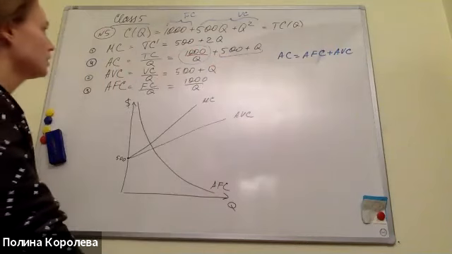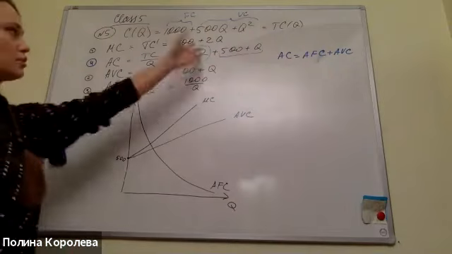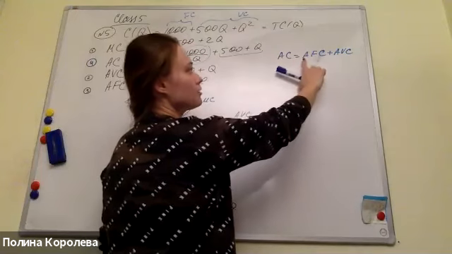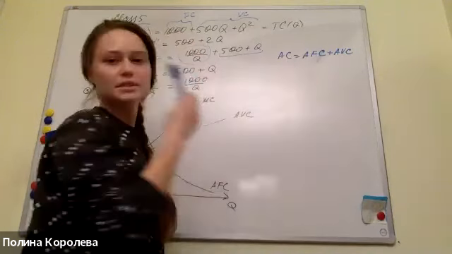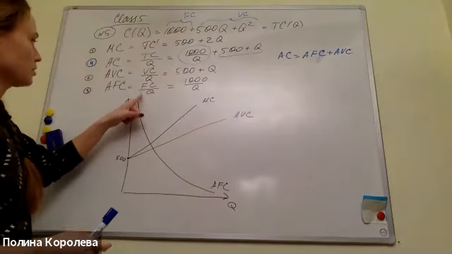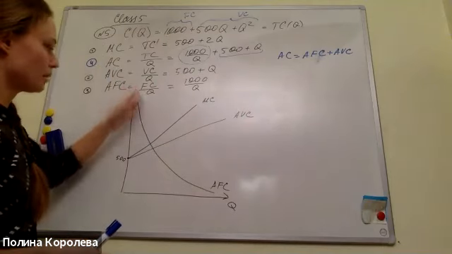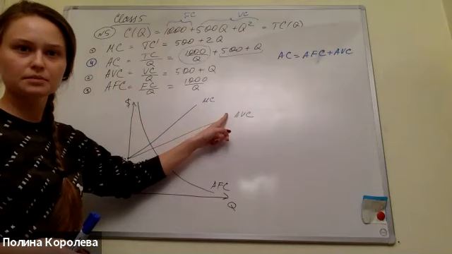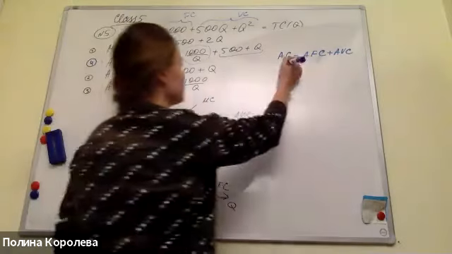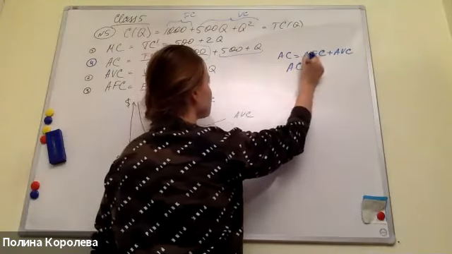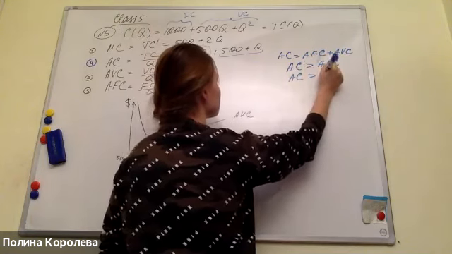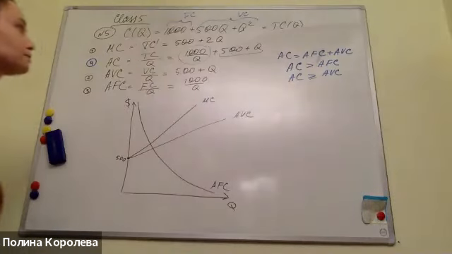You see? So how to draw such a function? We know that average costs consist of average fixed and average variable. So average cost is always greater than average fixed and average variable. So the average cost graph will lie above average fixed and average variable. Yes, above. Never intersect. So let me write: average costs always greater than average fixed. And average costs always greater than average variable. Here will be like this.